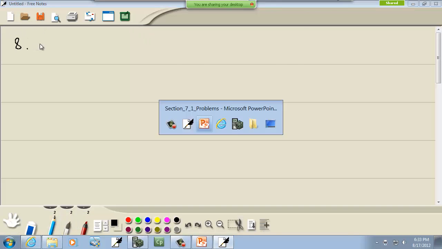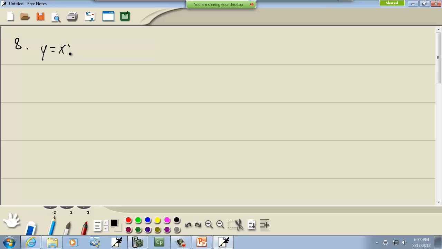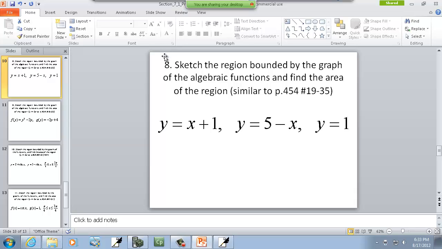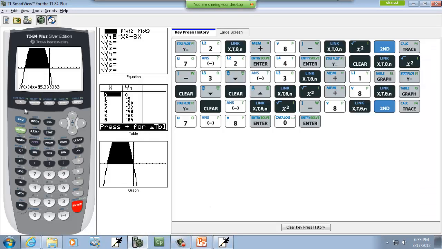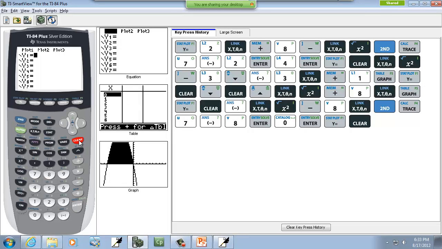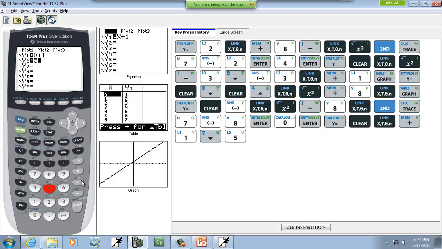So, number 8. We've got y is equal to x plus 1, y is equal to 5 minus x, and y is equal to 1. This really would be perfect to show in WinPlot, but I'll use the calculator. Okay, so I'll go to y equals, clear. I'm going to put in the x plus 1 on y1. Down arrow, put in 5 minus x. So I'm putting each one of them on their own separate line. Down arrow, and then 1.